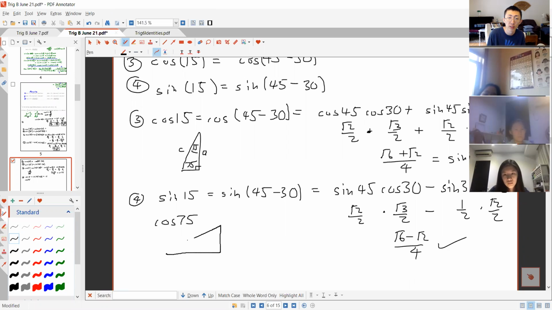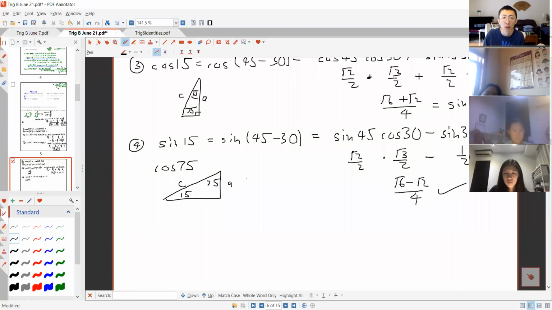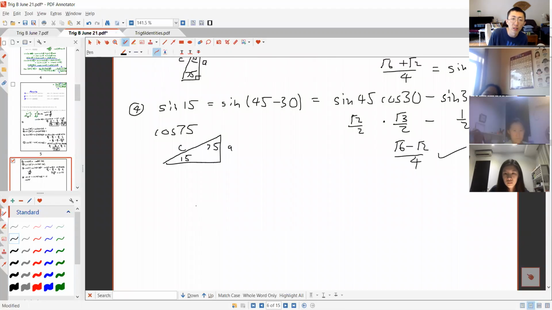So cos 75 is a over c, sine 15 is also a over c. Okay, so one more practice. Find tangent of 75 using the tangent addition formula, and find tangent of 15 using the tangent subtraction formula.